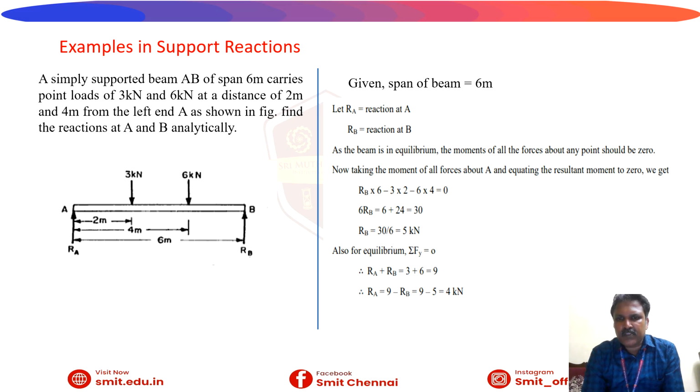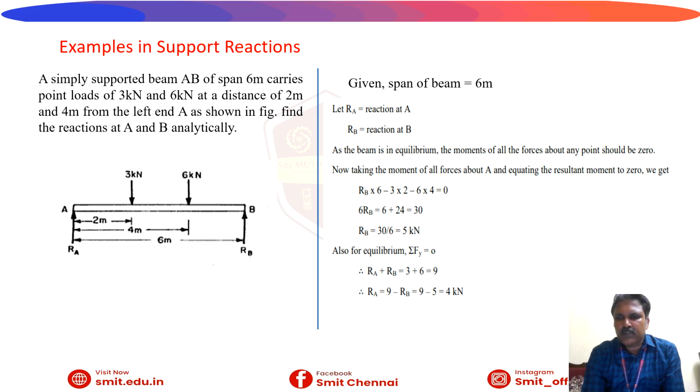In some books, clockwise will be taken as negative and anti-clockwise will be positive. Minus 6 into 4 is clockwise only, but some books follow minus 6, some books follow positive also. We can use any direction, but the final answer should not vary. That is the main thing you have to keep in your mind. Okay, RB equal to 5 kilonewton.